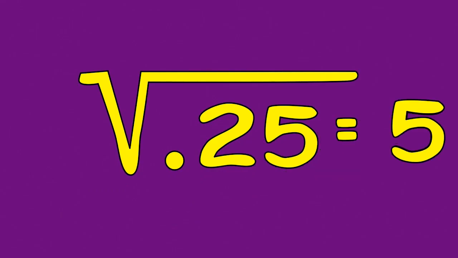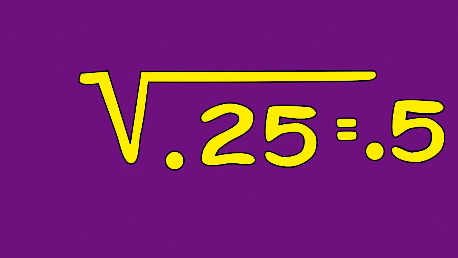Now, let's deal with the decimal. In 0.25, there are two numbers behind the decimal, 2 and 5. That means our answer will only have one number behind the decimal. So instead of 5, we will have 0.5.